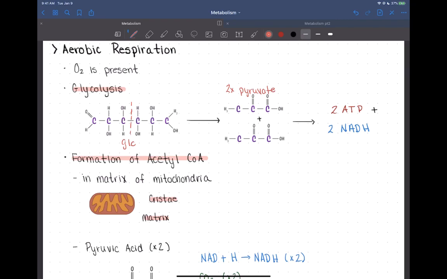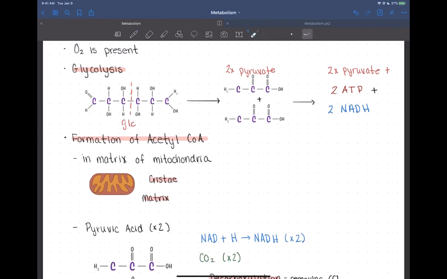Okay, and also our 2 ATP, 2 NADH. So we're going to have 2 pyruvate and those 2 ATP and the 2 NADH. Okay, and so keep track of, and that's why I'm writing them in these different colors, how many ATP and how many NADH are being made in each step.